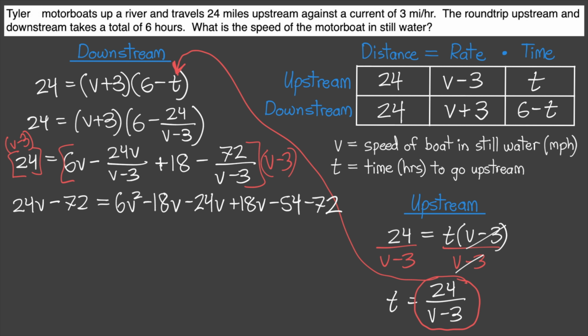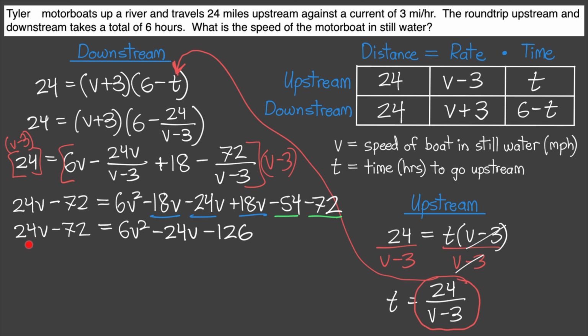All right, so it's a lot of terms here. We're going to go ahead and combine like terms on the right side. So on the left side, we'll still have 24V minus 72 equals 6V squared. Then we have a V and a V here. So if we combine those three terms, we will get negative 24V. And then we have these two like terms here. If we combine those, we get negative 126. Okay, we're getting closer. Notice we have a quadratic here because we have a V squared.